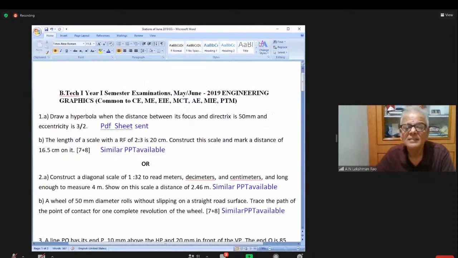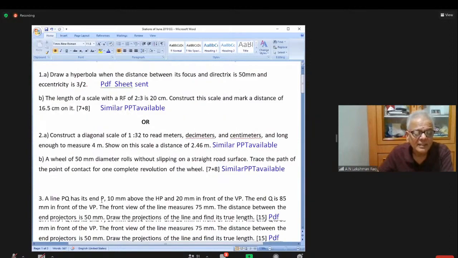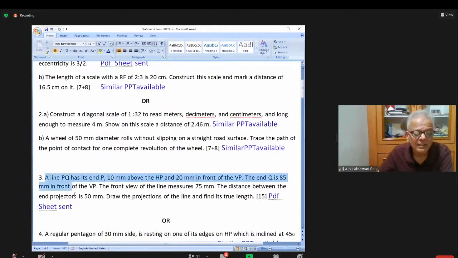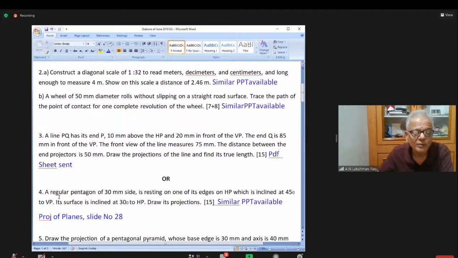Okay. Now, this straight line, this question already I have sent a sheet. PDF sheet I have already sent it. Third question. Fourth question, regular pentagon. Similar PPT is available in projection of planes, slide number 28. From this you can find out.